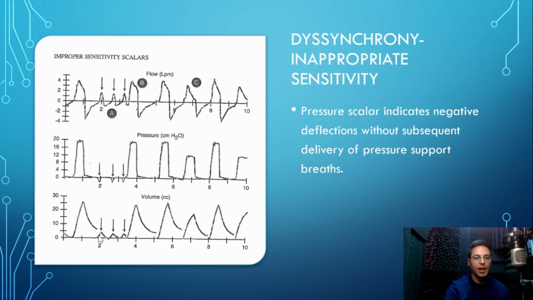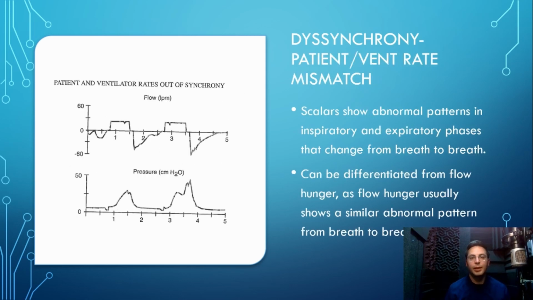And we can also see comparable bumps on the volume waveform and on our flow waveform as well. Here's a representation of dysynchrony from patient vent rate mismatch. We can take a look at the abnormal patterns on both the inspiratory and expiratory phases of the breaths. We're seeing these little divots here and here and here and here, as well as on the pressure waveform.